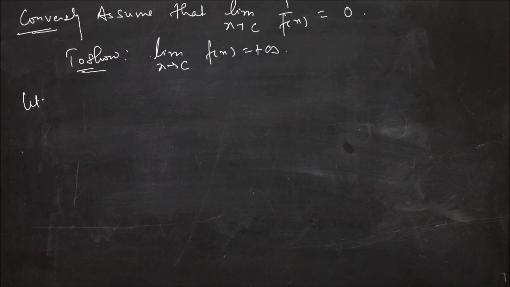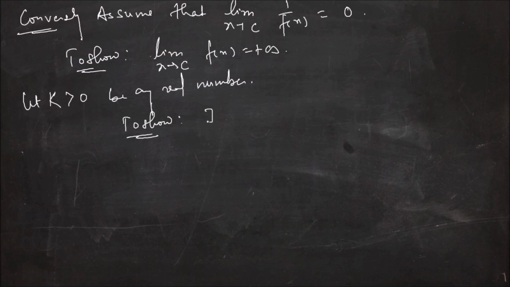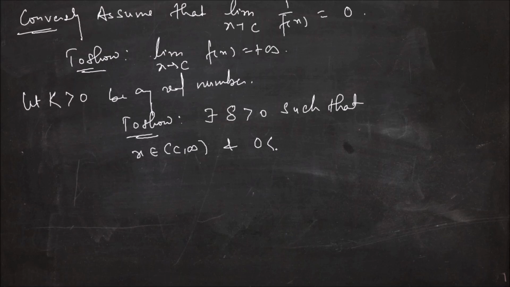So I will take any k greater than 0, be any real number. So I have to show there exists delta greater than 0 such that x belonging to (c, infinity), because this is the domain, and 0 less than x minus c less than delta should imply f(x) greater than k. So this is what I have to prove.